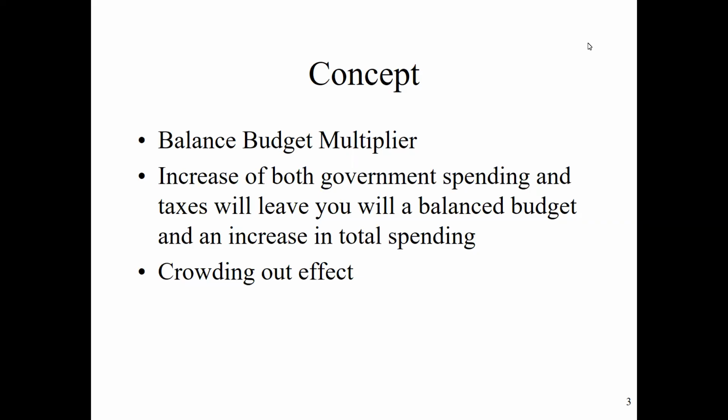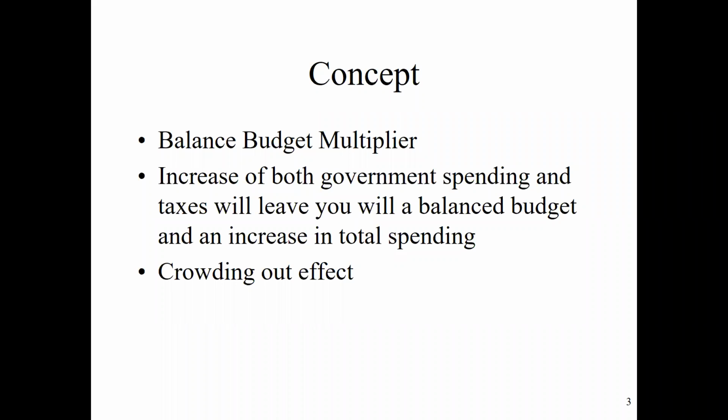Okay, so the balanced budget multiplier is something we're going to go over in class, but I'll go over it here with you. It says an increase of both government spending and taxes will leave you with a balanced budget. So if you increase government spending by 100 and increase taxes by 100, you have a balanced budget, right? You're spending 100, but you're bringing in 100. It also, though, improves GDP by 100, and let me show you why.